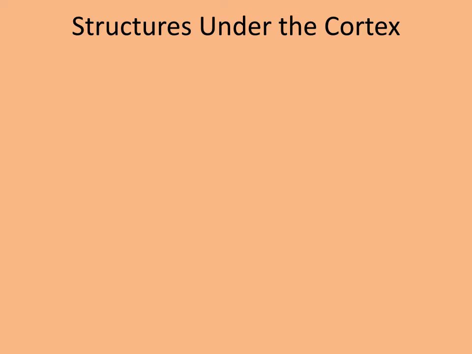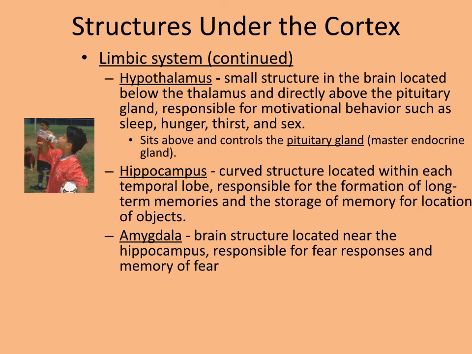Now another component of the limbic system is the hypothalamus. So we have the thalamus and now we have the hypothalamus. The hypothalamus is located below the thalamus and it is responsible for all your motivational behaviors such as sleep, hunger, thirst, and sex. So your medulla, your pons, and your cerebellum are dealing with all the involuntary stuff, while your limbic system is dealing with all your motivation, and that's your food, sex, hunger. All of that is being held there.